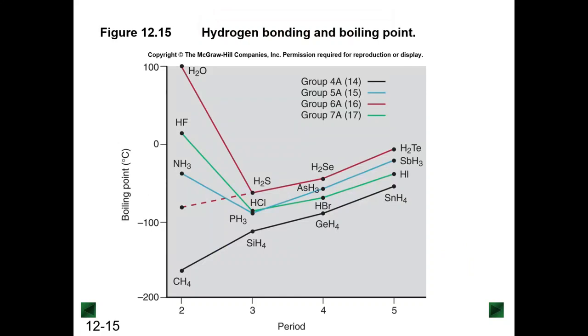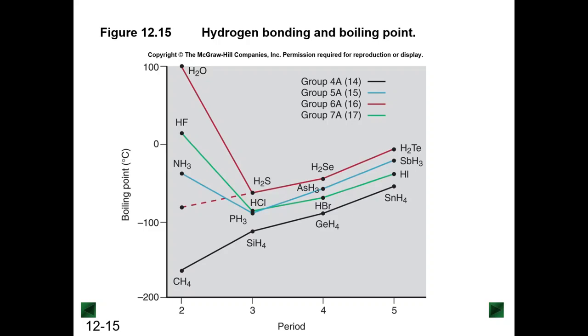Here we see the manifestation of hydrogen bonding on the boiling point of a series of liquids. And let's take the top line in this graph. On the y-axis is the boiling point, on the x-axis is the period of the periodic table. So we're looking at the second, third, fourth, and fifth periods of the periodic table. So for the red line, for example, we have water. That's the period 2 hydride.